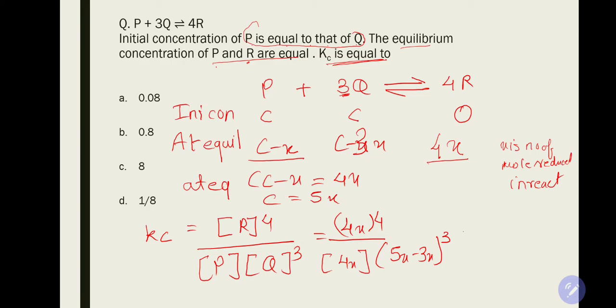Now solving this, you will get 64X cube upon 8X cube is equal to what? X cube gets cancelled, 8 by 8. So the answer is 8. So what is the value of Kc? The equilibrium constant is 8. Now let us move to the next question.